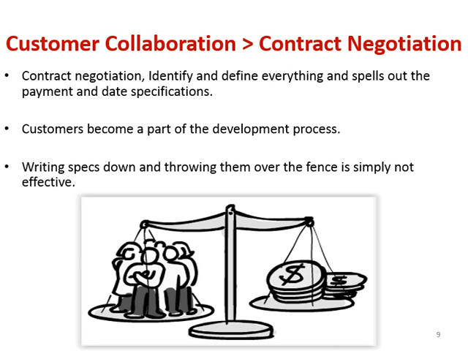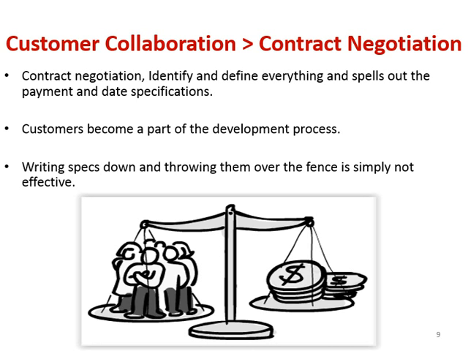The third manifesto value is customer collaboration over contract negotiation. Give more weightage to collaboration. Collaboration unites people and helps you understand their needs, and you are also able to showcase your style of working to them. So instead of negotiating, prefer collaboration. Contract negotiation identifies and defines everything and spells out the payment and date specifications. In Agile, the customer becomes a part of the development process.